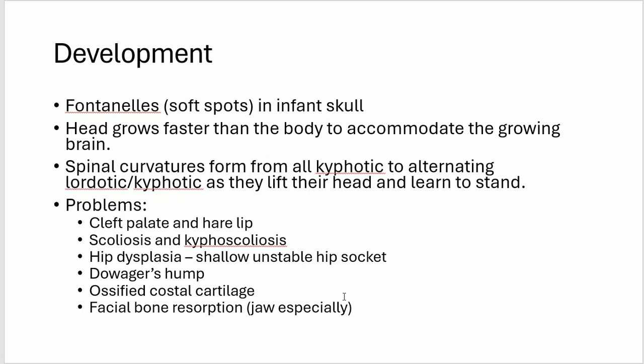We already talked about scoliosis with the lateral curve. There is also something called kyphoscoliosis. So that is scoliosis plus a humpback at the same time. Hip dysplasia. So that's shallow, unstable hip sockets, and that can cause the hips to dislocate pretty easily. A dowager's hump is a very, very, very pronounced curve in the back where it looks like somebody's looking down at the ground. That's how pronounced.